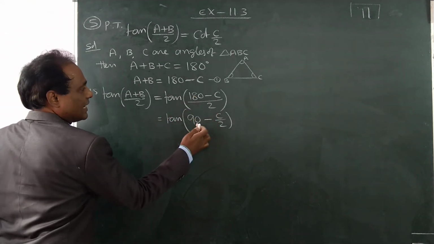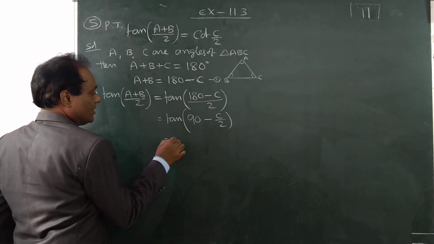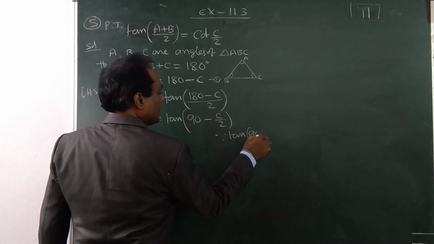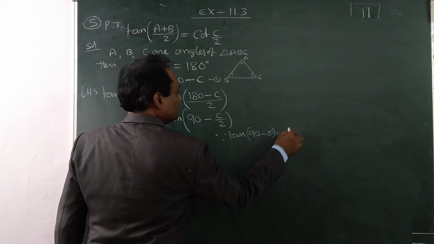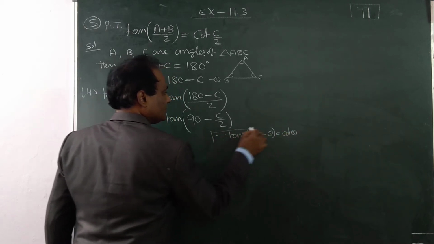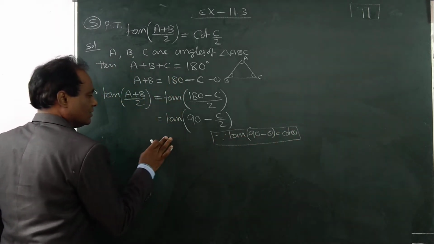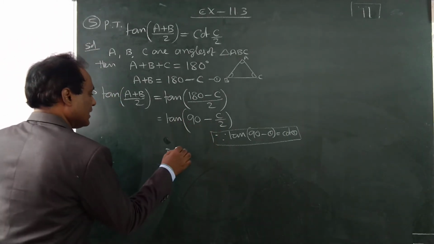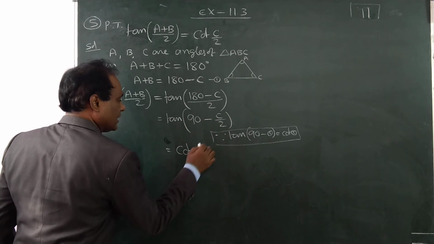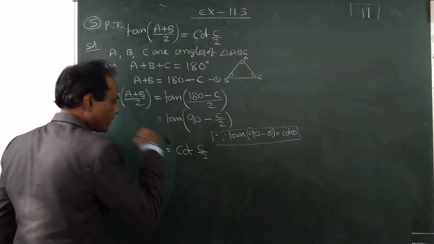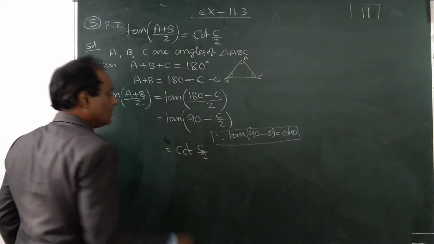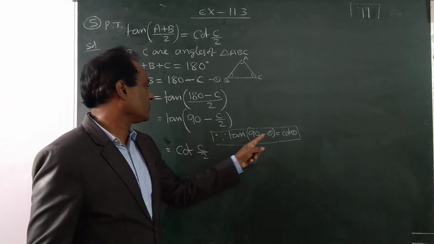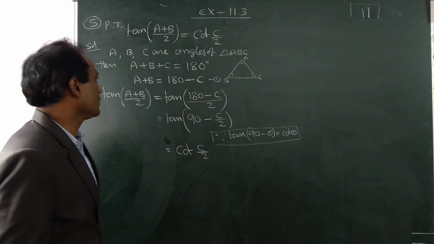180 by 2 is 90 minus C by 2. See the formula. Tan 90 minus theta is cot theta. Formula. Tan 90 minus theta is cot theta, here theta is C by 2. So cot C by 2. We got the proof.